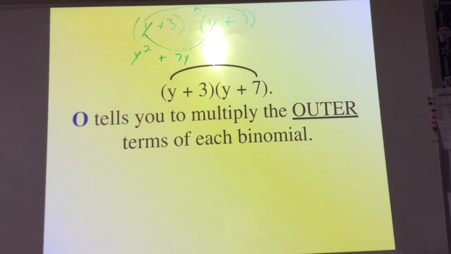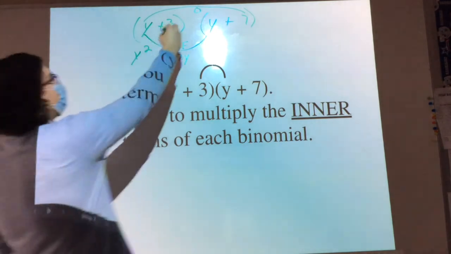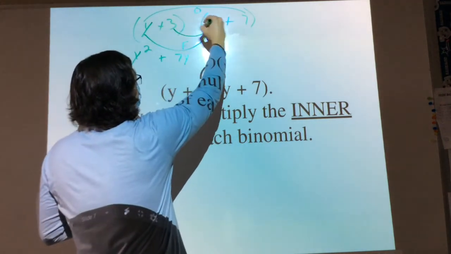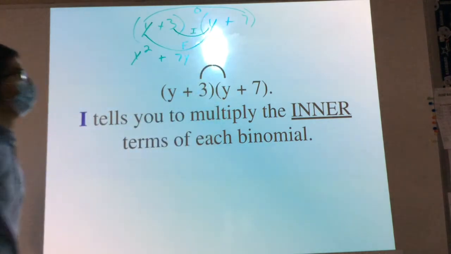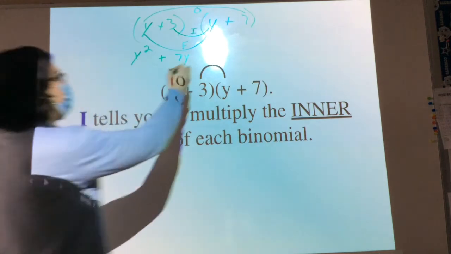First, my two first numbers. Outer, my two outside numbers. Anybody want to guess what I'm going to multiply next? 3 times y, because that is my inner. Why do you think we call that the inner? Can anybody explain to me why this is called the inner? Stephen, why? Because of the two innermost numbers. Absolutely, yes, sir. Do we agree that 3 and y are both on the inside? What is 3 times y? Okay, 3y.